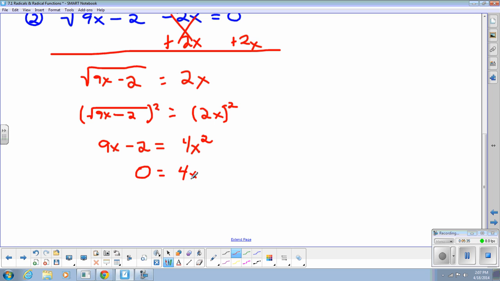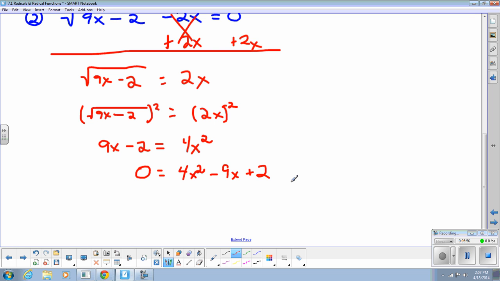And so I have 4x squared, and 9x comes over to the other side of the equal sign. And instead of positive, it's now negative 9x. And then I have a minus 2 on the left side, but when I move it over to the right, it becomes plus 2. Now I have a quadratic equation, and I'm going to factor this equation.